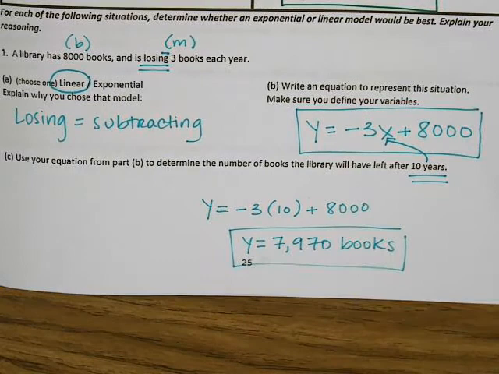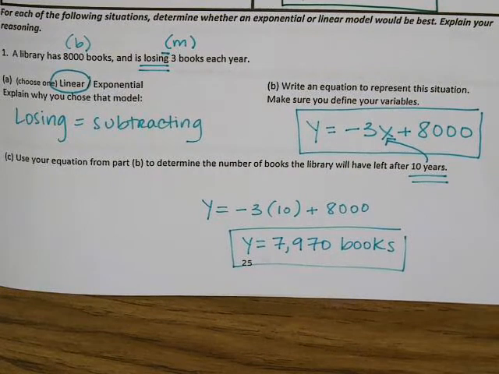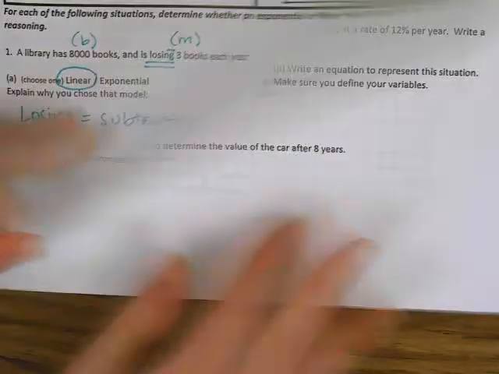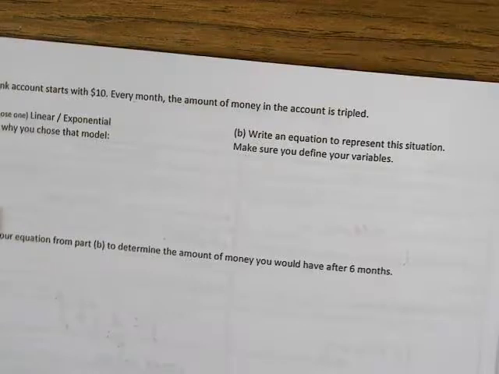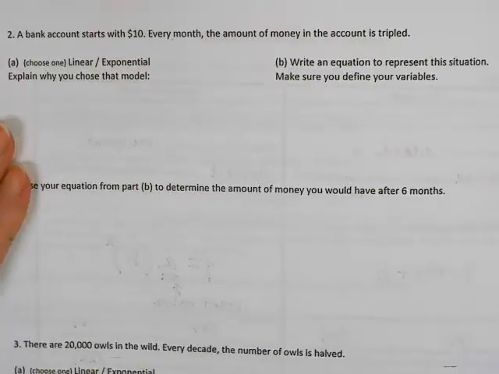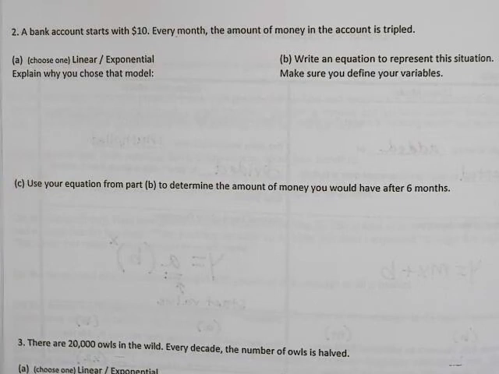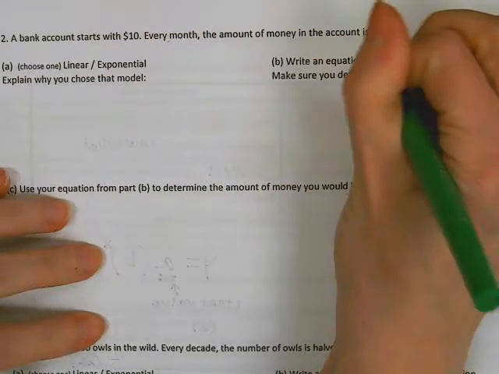Okay, so that is a linear one. All right, turn the page and let's see what the next one is. Okay, let's do 2. Why not? Okay, a bank account starts with $10. Every month, the amount of money in the account is tripled.